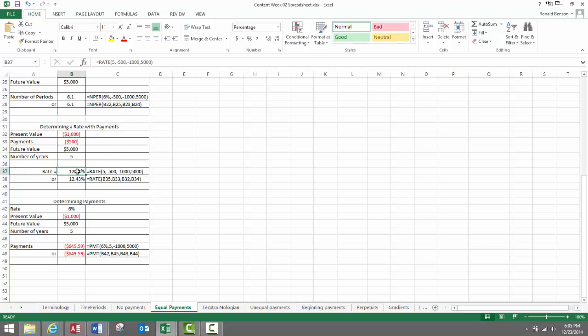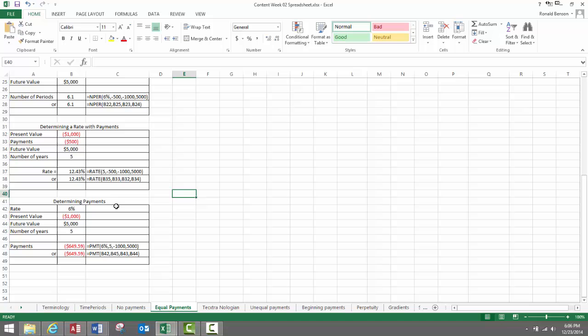We'll use the rate function. 5, minus 500 is the payment, minus 1,000 up front, the present value, and we want to achieve 5,000, receive it at the end. And the interest rate would have to be 12.43% interest. Doing this with cell addresses shows that you use the same cells.